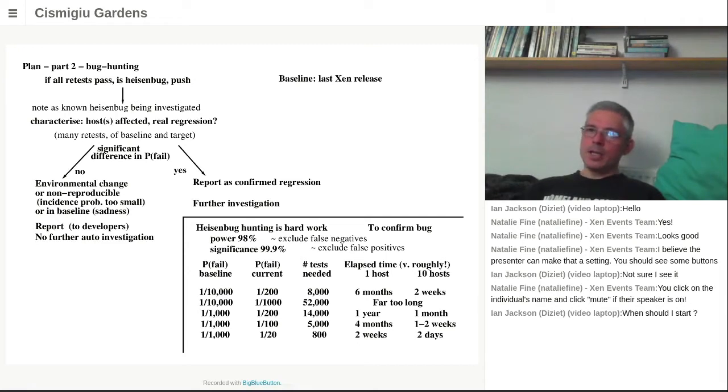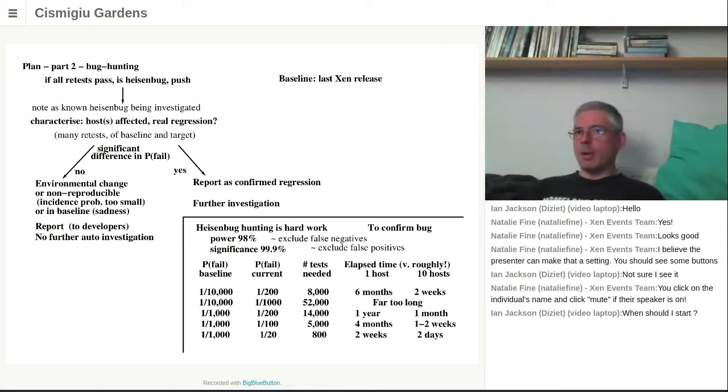Heisenbugs, of course, vary a great deal. The worst ones are about 1 in 20. We have had ones that show up only occasionally, maybe one flight in 10 out of a flight of 100 test jobs, and that corresponds to the 1 in 1,000 fail probability there. Something like that is basically really impossible to be sure about. If it comes up so rarely, then in order to be sure that it was really a regression, you need a very large number of tests.